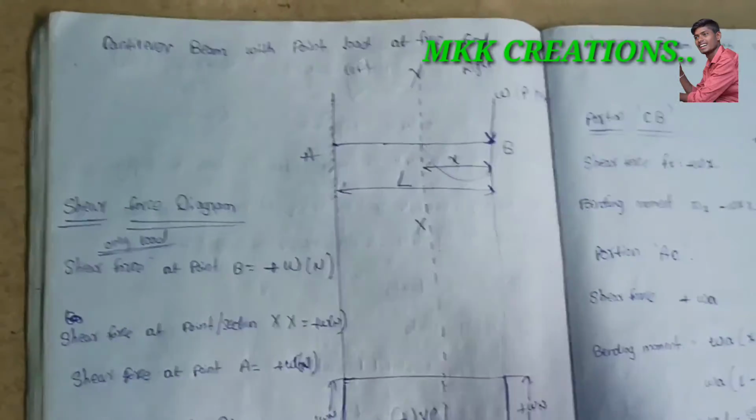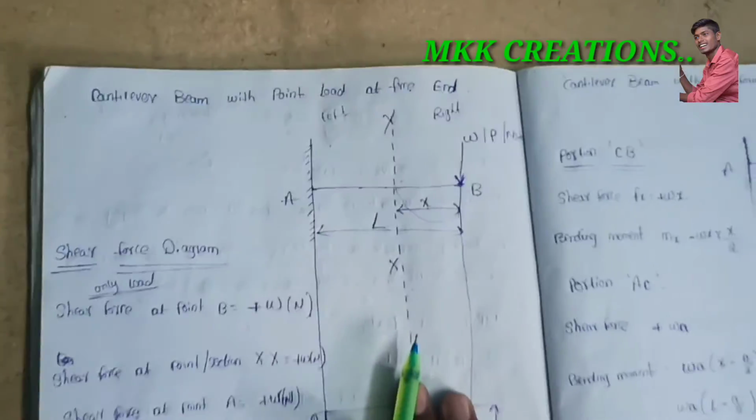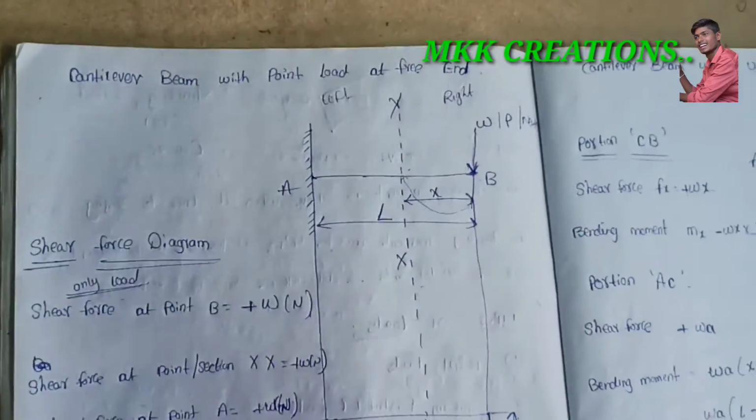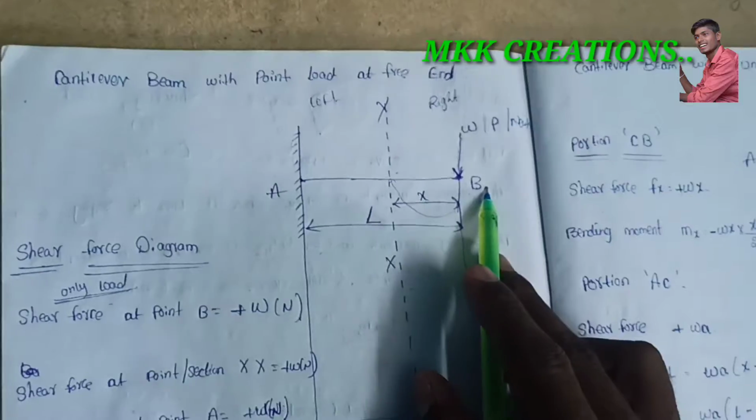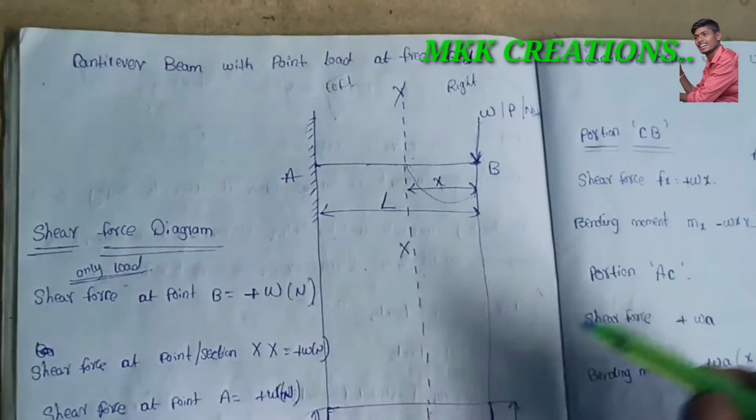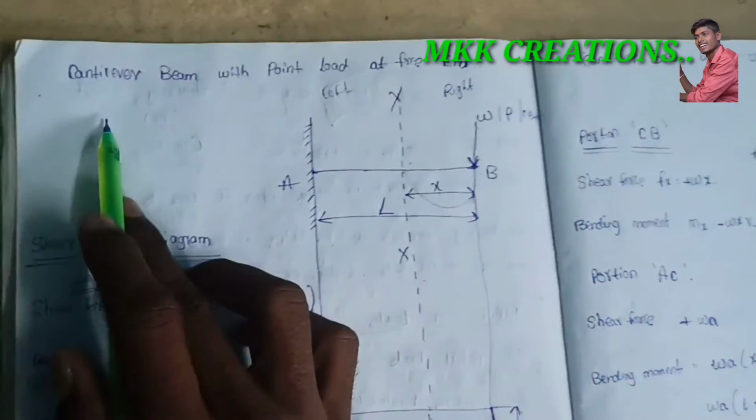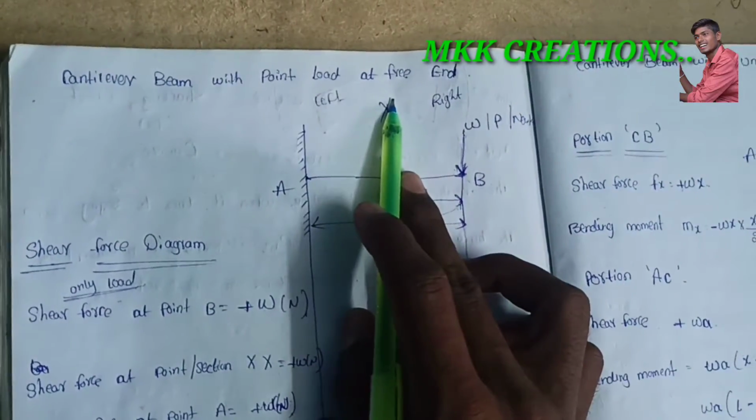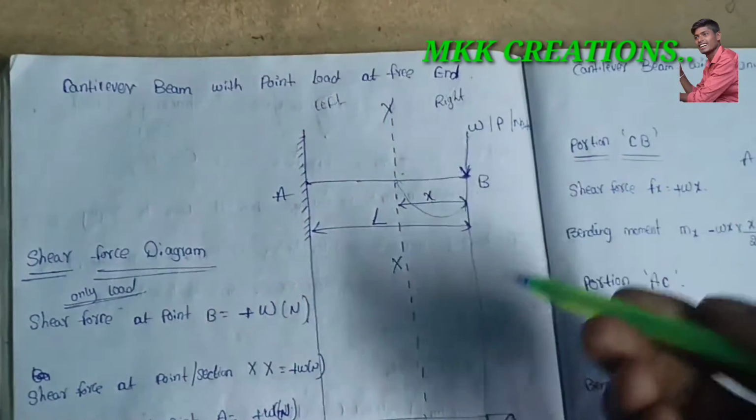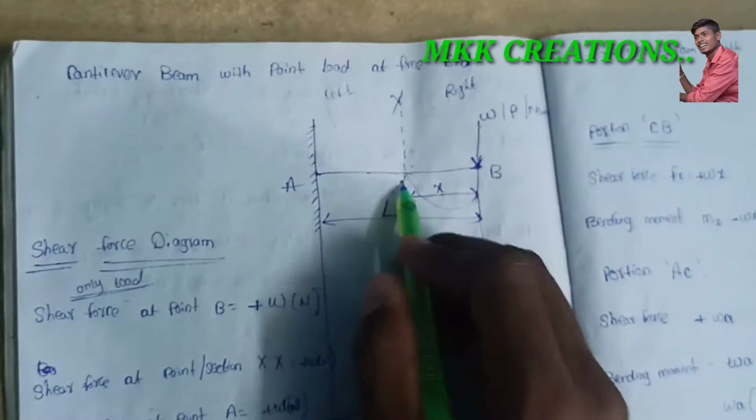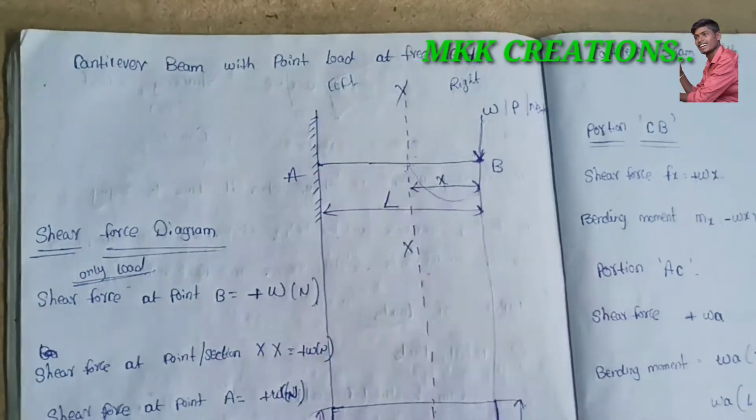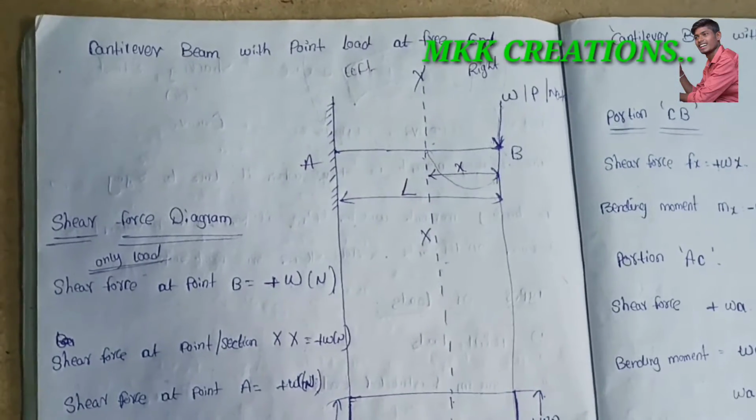Now we are going to study the cantilever beam. Here, see, a cantilever beam with a point load at the free end. So in a cantilever beam, one point load is at the end. At that time we want to draw the shear force diagram and bending moment diagram for this type of problem. Not only at the free end, we can place the load here also, wherever it is. According to that, we want to draw the shear force and bending moment diagram.